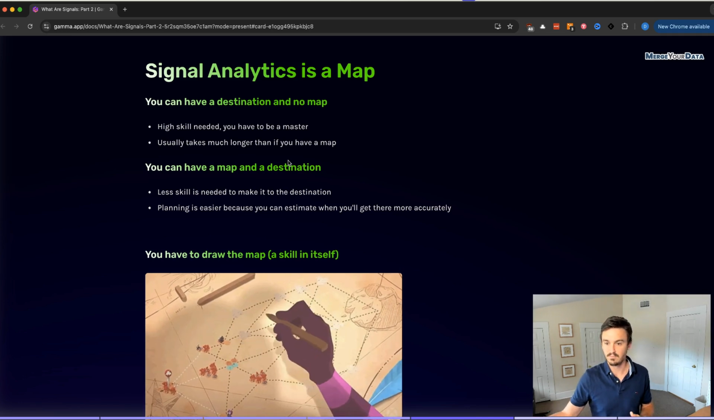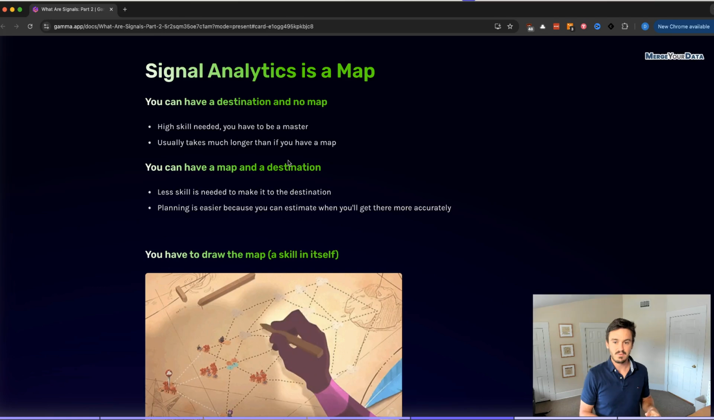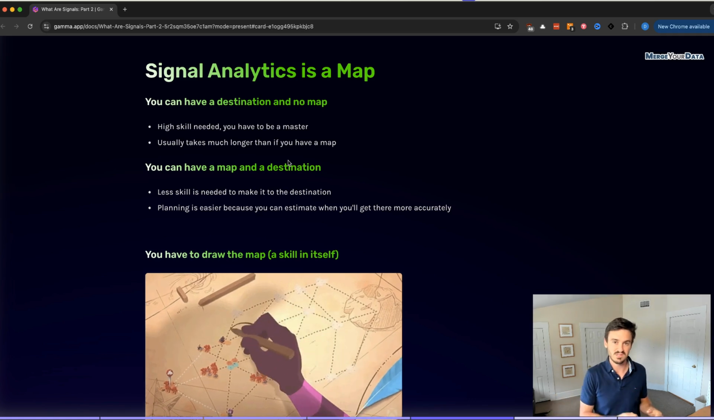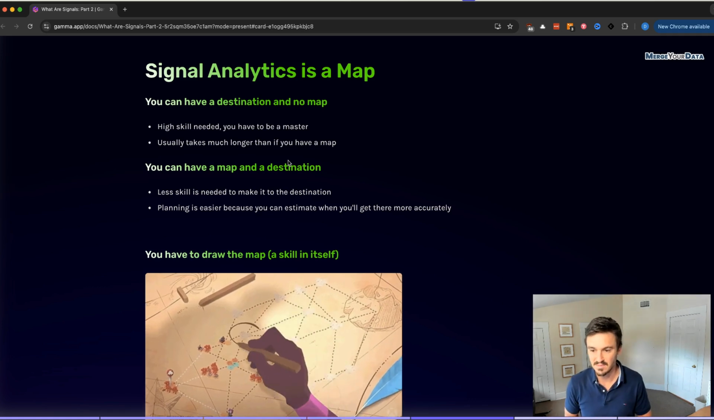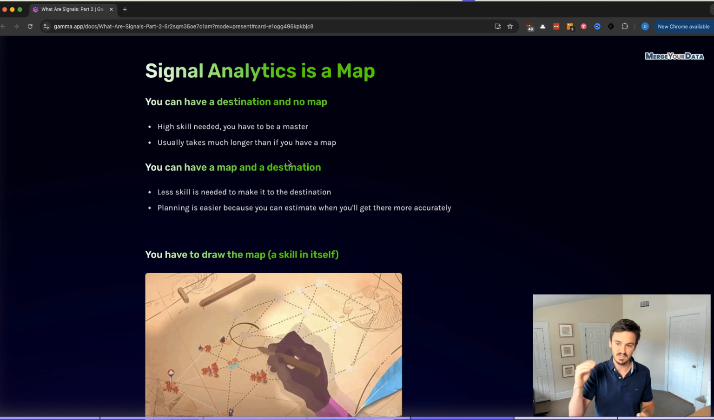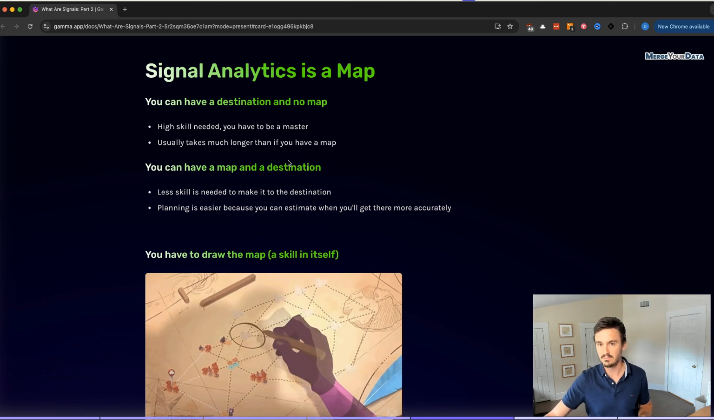But either way, when you have that map, you don't need as much skill to get to the destination. You still need skills, but you know exactly how to get there and what skills you'll need along the way because the map is detailed. So that makes planning easier because you can estimate when you'll get there more accurately. Just like in business, if you know how you're going to get to a result, you can predict more accurately by walking the numbers backwards how you're going to get there and when. And then if things change along the way, you can recalculate and re-estimate where you're actually going to get and when you're going to get there.